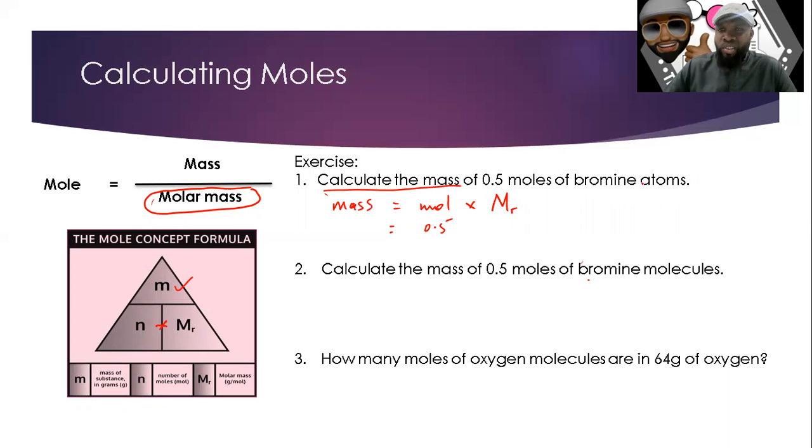The molar mass of bromine atom, we can get it from our periodic table, okay? And that would be 80. For bromine, it'll be 80. So that would be 80 times 0.5. What's your answer? 80 times 0.5, that would be 40 grams. Okay.